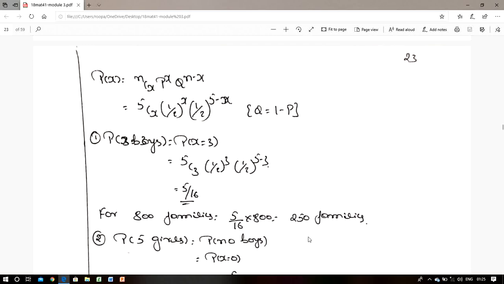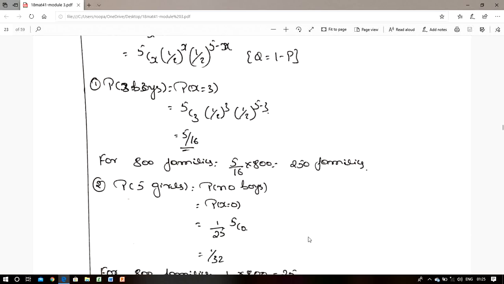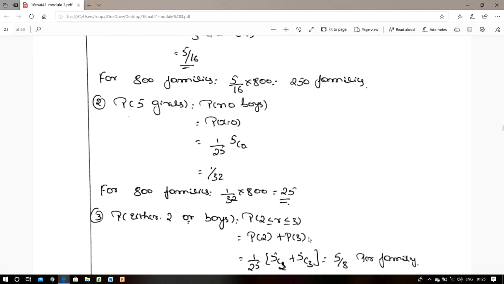Next we come to the second condition: 5 girls. Each family contains 5 children, and all 5 children are girls, which means there are no boys. So take x is equal to 0. Simplifying, we get 1/32. Then multiplying by 800, we get 25. It means 25 families contain 5 girls.